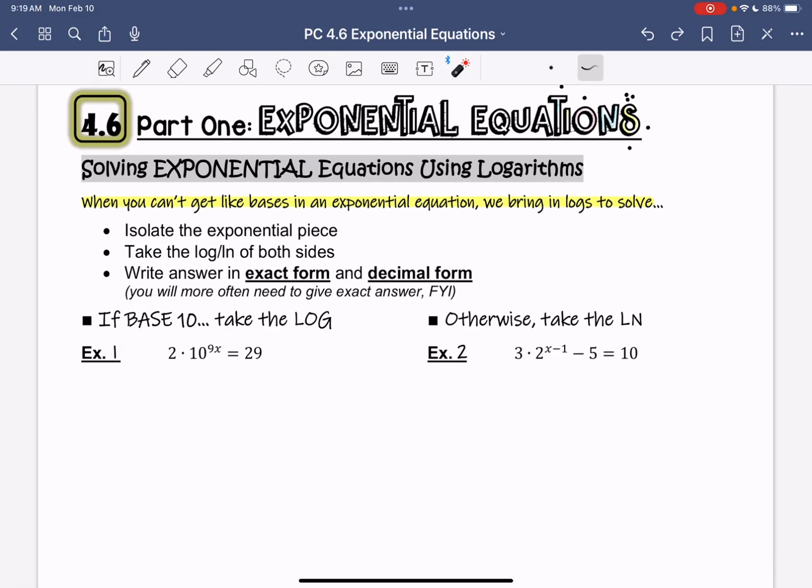Now, in your textbook, if we have a base 10, they're always going to want you to use the common logarithm. Okay, so log base 10. Otherwise, they're going to want you to take the natural logarithm no matter what the base. Now, technically, you can take the natural log or common logarithm here. I'll accept either on the test, but just when you are checking your answers in the back of the book, note that they will be giving their answers in natural log form, but either one will be okay.